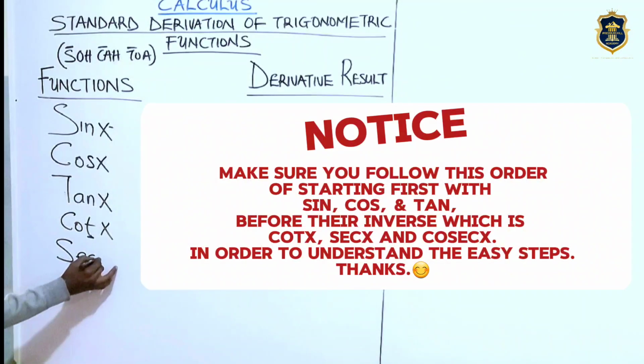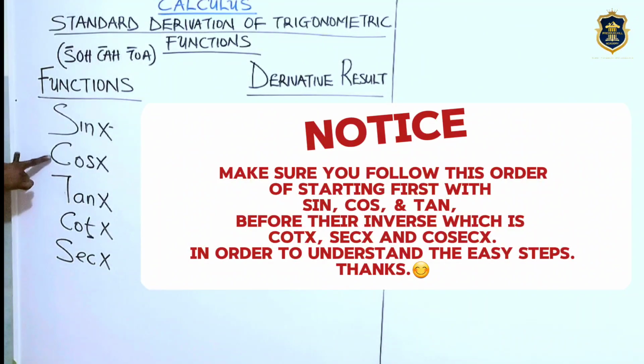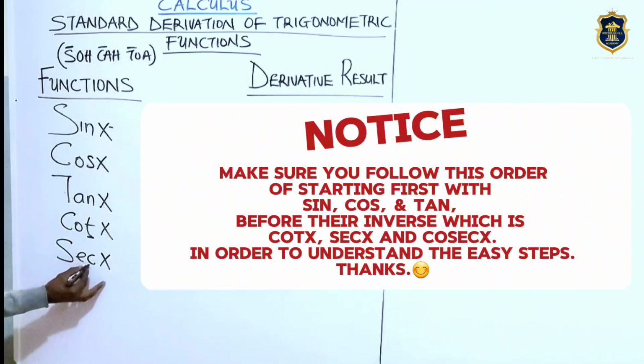Next should be what? Sec x. What is that? The inverse of cos. Remember, we're taking the inverse of tan, cos, and sine. So we've done the inverse of tan. Let's take the inverse of cos, which is sec. 1, 2, 3. C here.